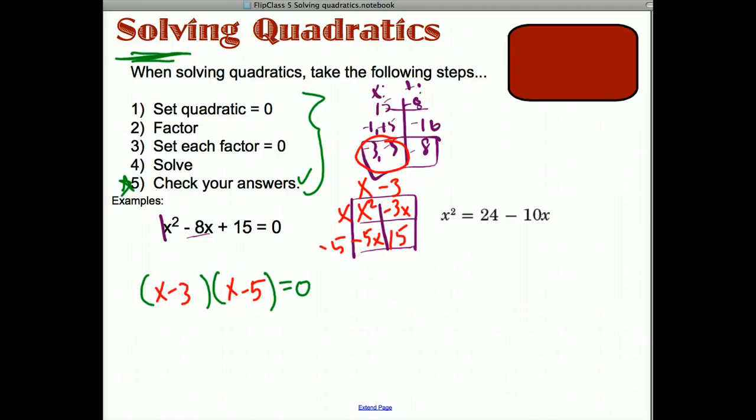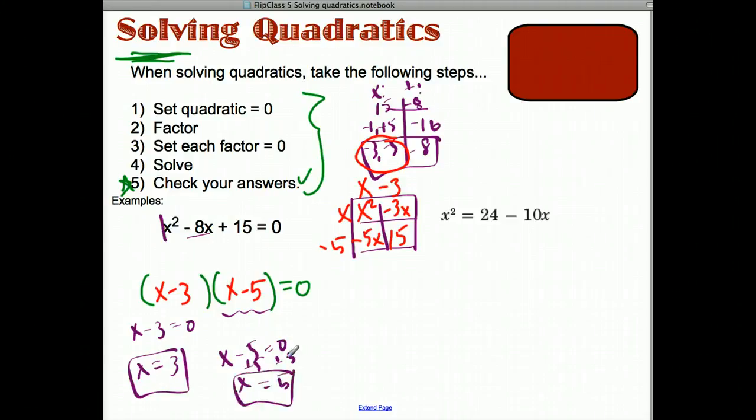So now to solve this equation, it's a piece of cake, right? I know that I want x minus 3 to equal 0, so x has to equal 3. And I want x minus 5 to equal 0, so then x minus 5 equals 0 gives me, add 5 to both sides, x equals 5. Those are my two answers.